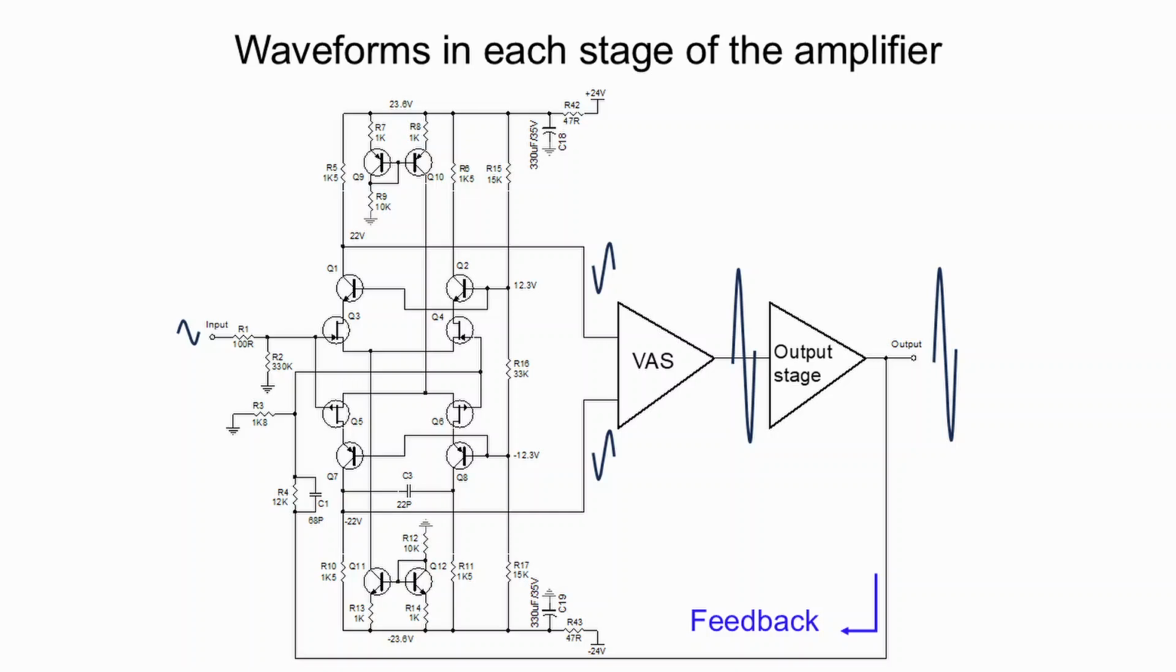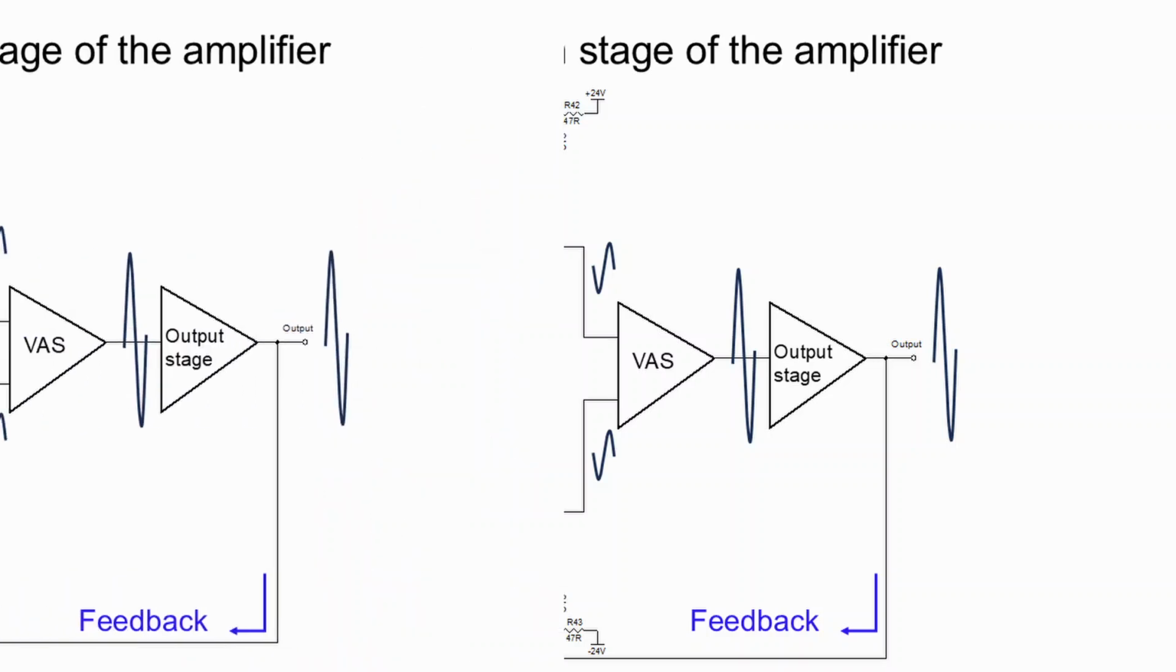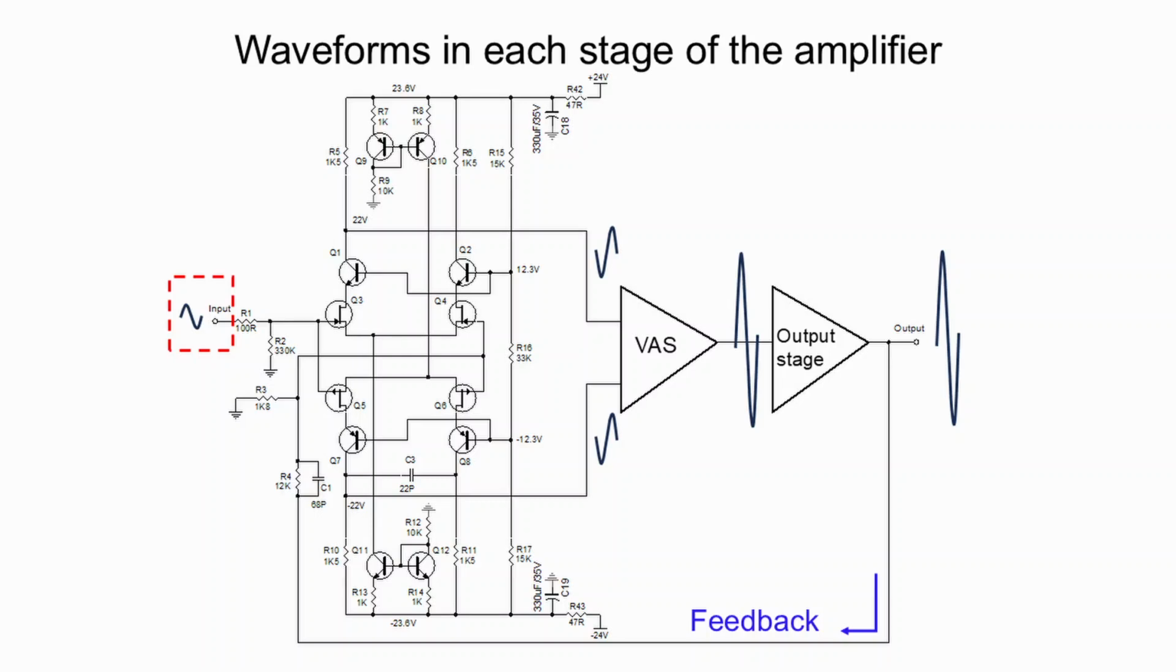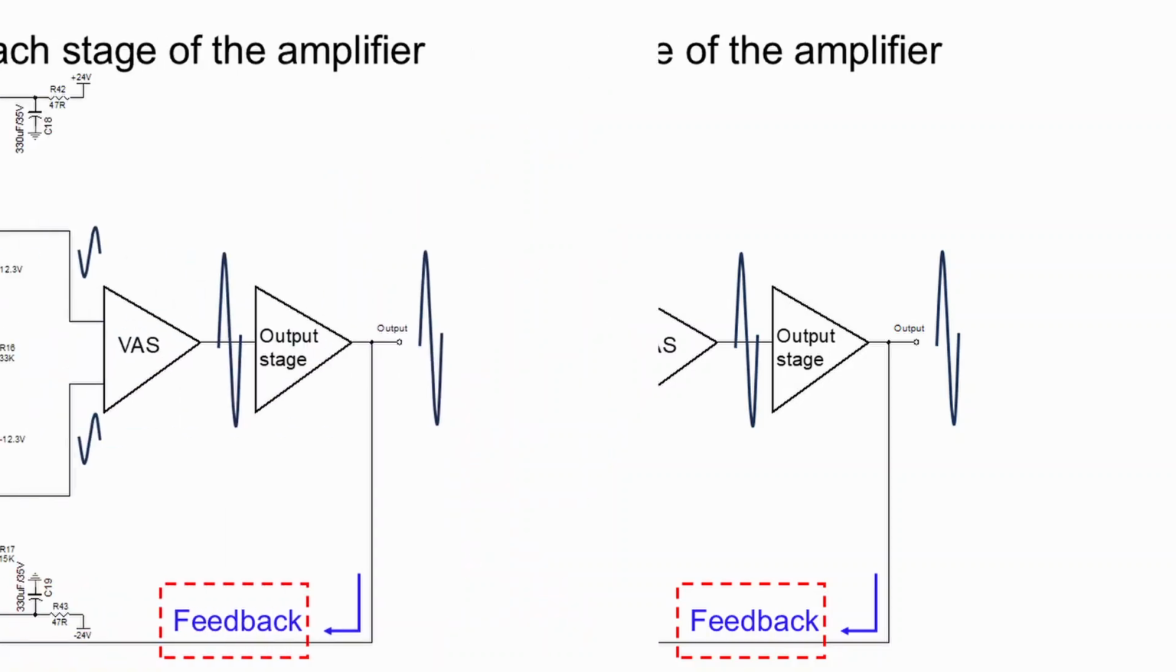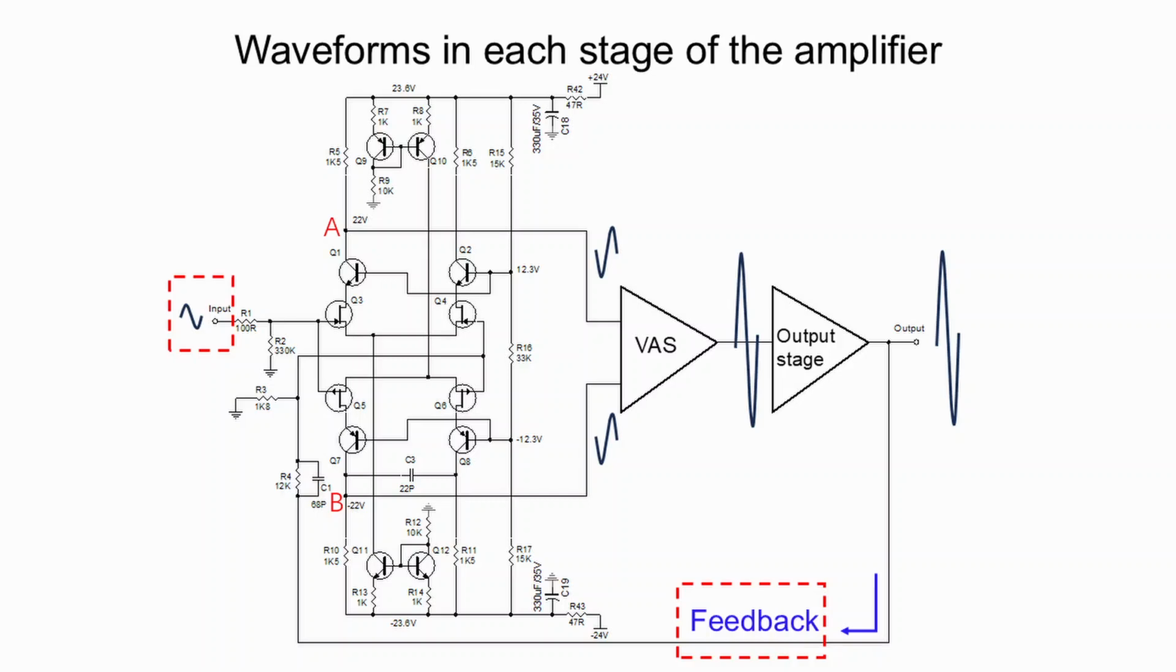The input stage can be viewed as a difference amplifier that has 2 inputs. The first input comes from the input source, for example from a CD player. The second input comes from the feedback signal of the output. The input stage compares the 2 inputs and amplifies the difference between them. Then it generates 2 outputs to points A and B.